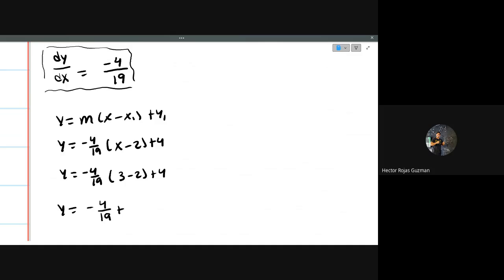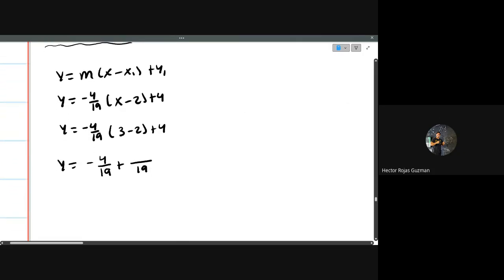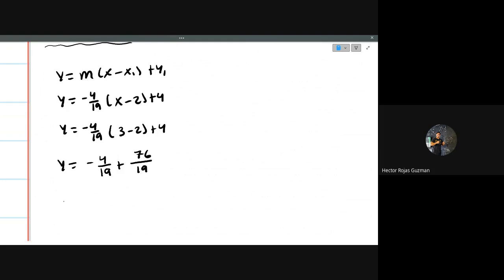To be able to combine this, I'm going to get a common denominator. A common denominator of 19. And 4 times 19, well, 4 times 20 is 80, so 76. Which gives us 72 over 19.